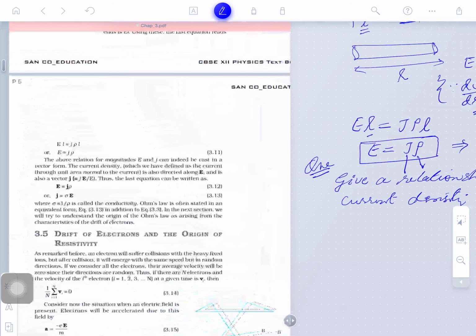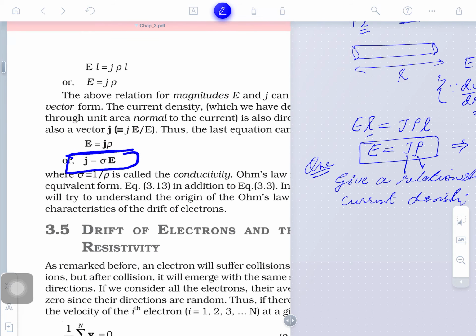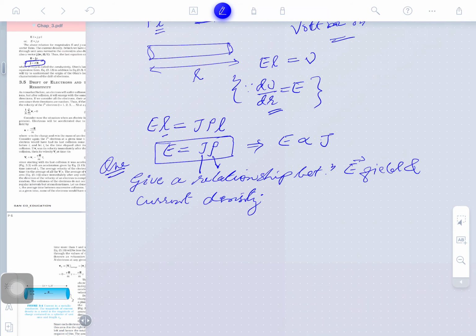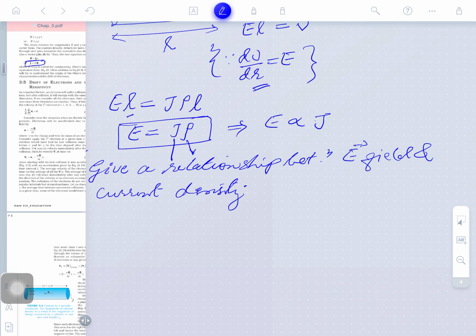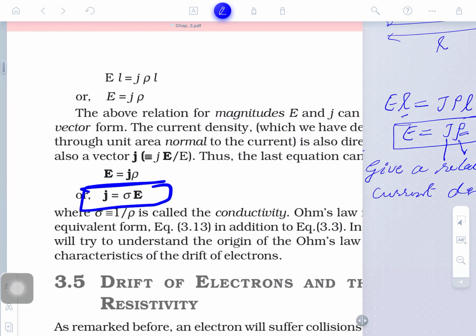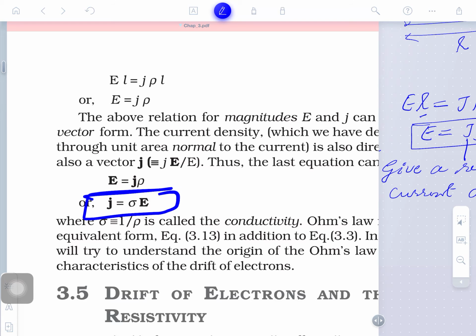So this is the relationship between these. You may see it in your textbook. What is it saying? So this is the rho here. Clear? And it can also be proved further.